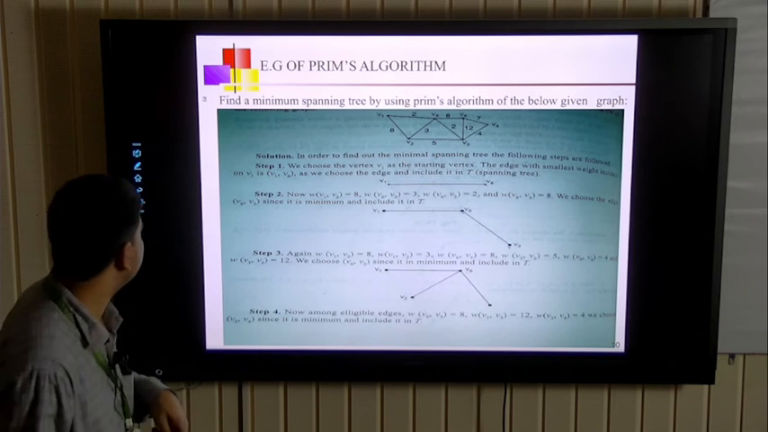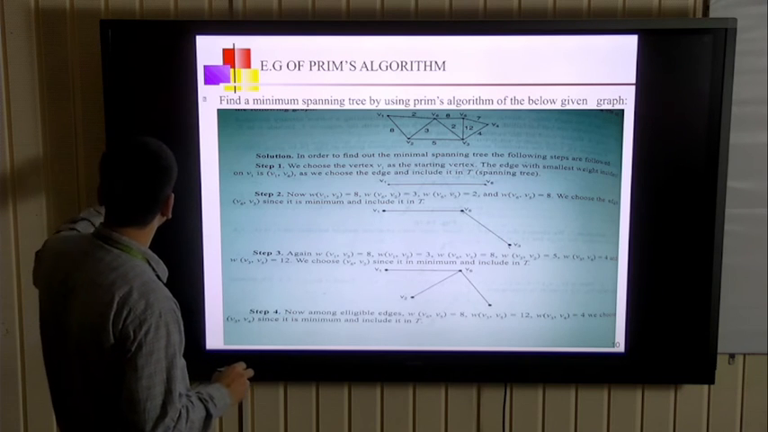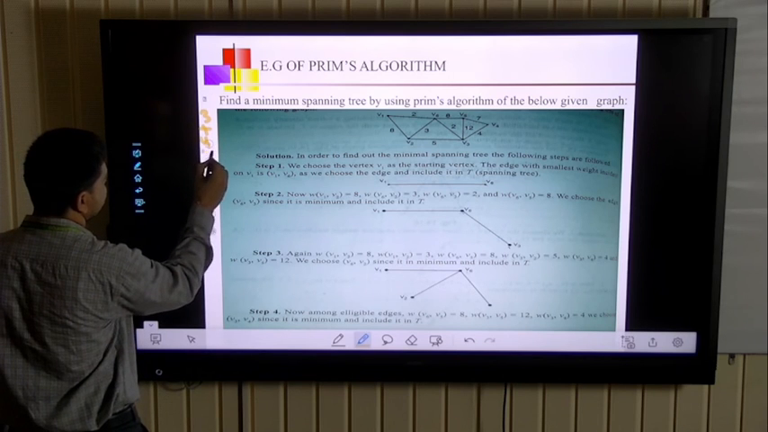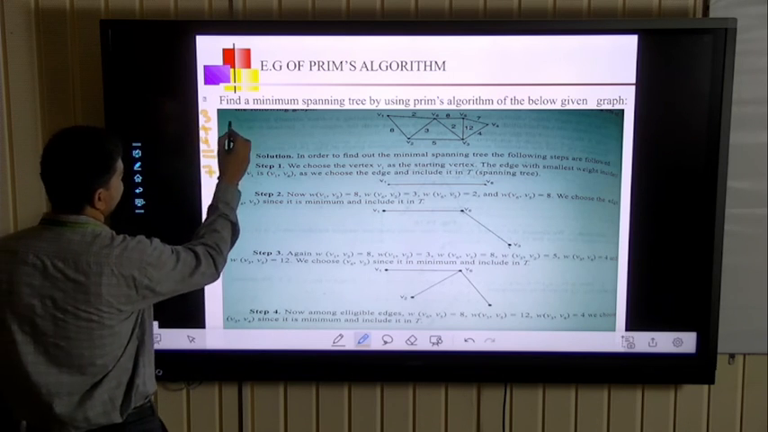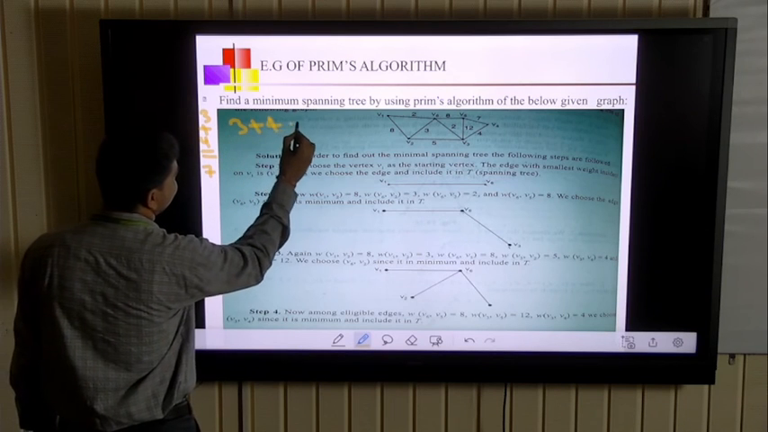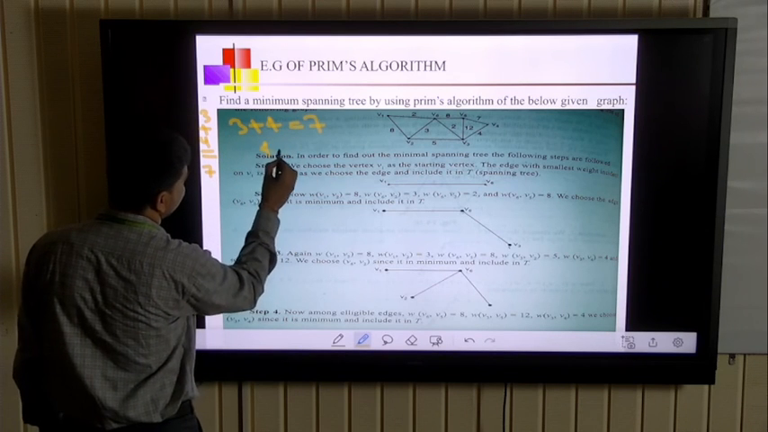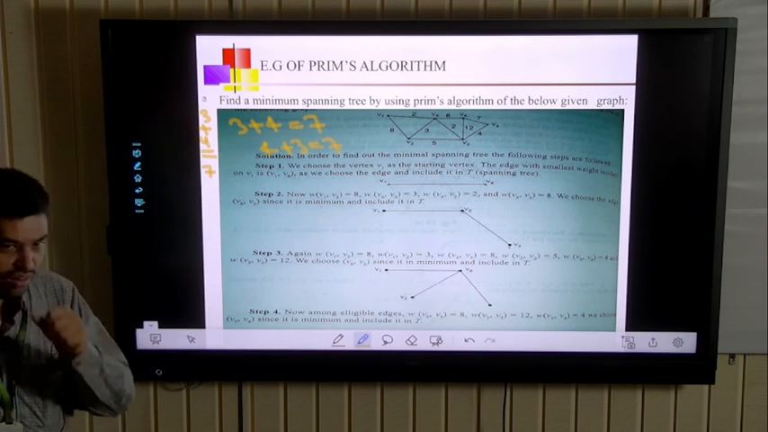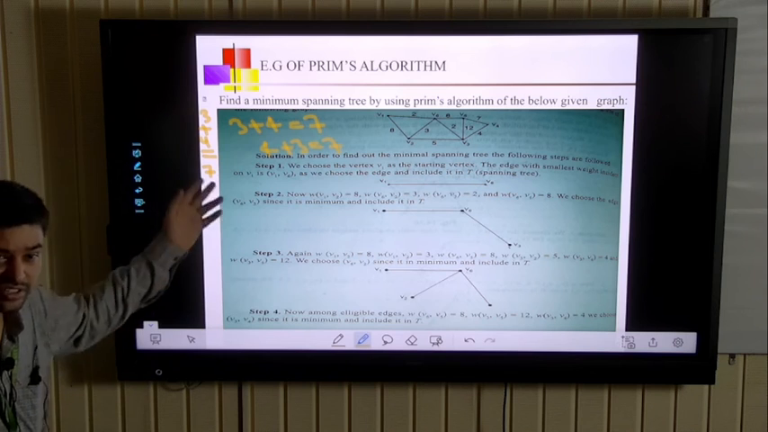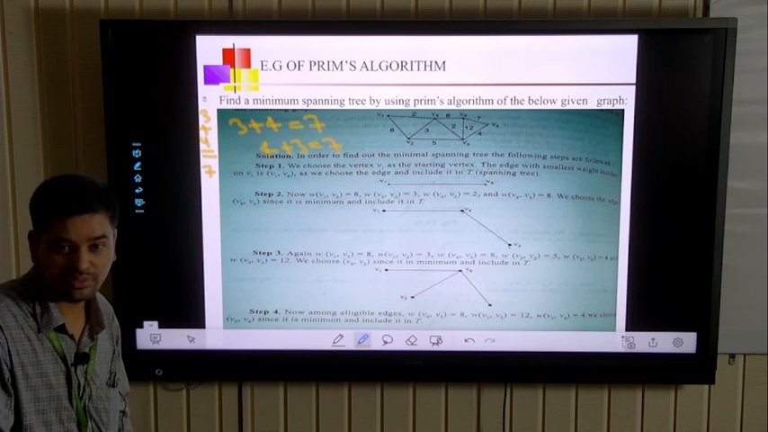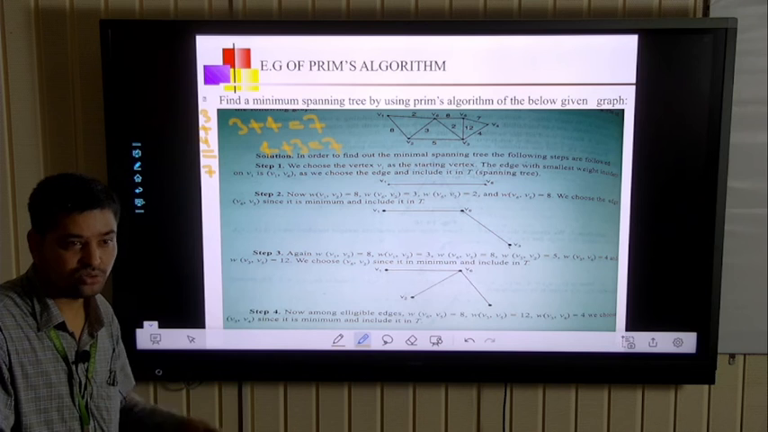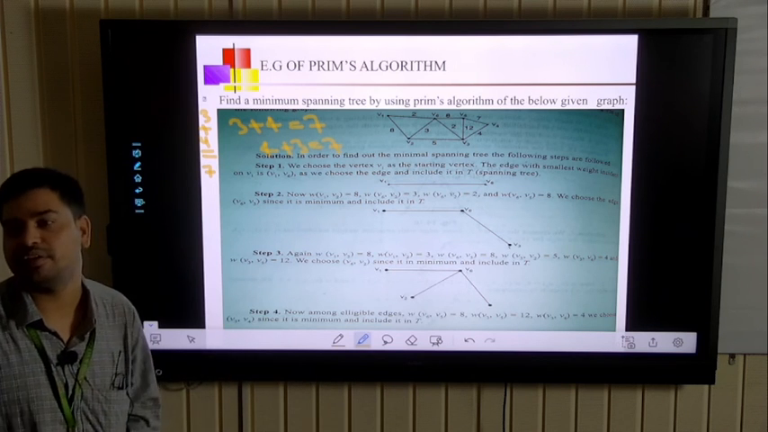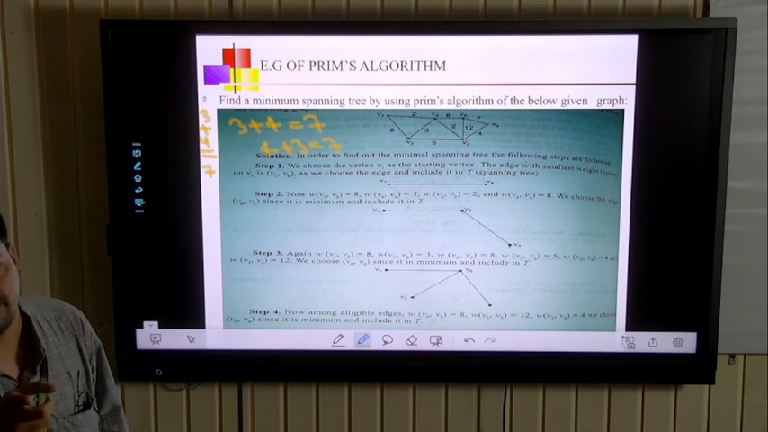Now the question is: 3 plus 4 equals, or 4 plus 3, how? Sir, it's not possible. The operation is the same, the numbers are the same, so it doesn't matter. So the graph is the same, so whether you apply Prim's or Kruskal, the answer will be the same, but the methodology is different.